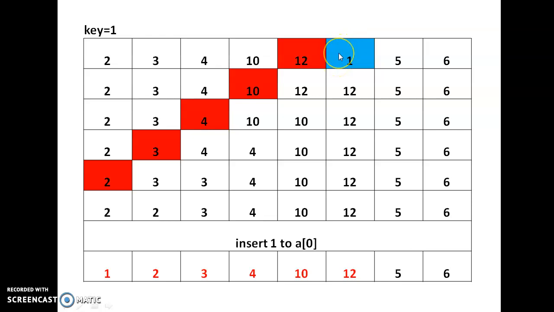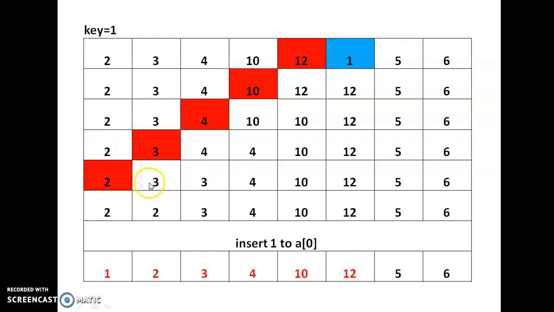Now initially I am checking with this 12. 1 is less than 12. So 12 is pushed down by one position. Now I am comparing with 10. 1 is less than 10. So 10 is pushed down to the next position. Then I am comparing with 4. 4 is pushed down by one position because 1 is less than 4. Then I am checking with the 3 because 1 is less than 3. I am pushing down by one position.